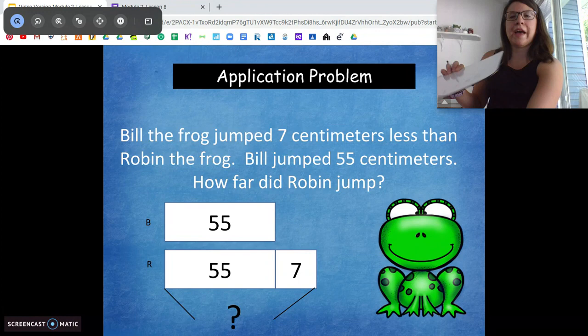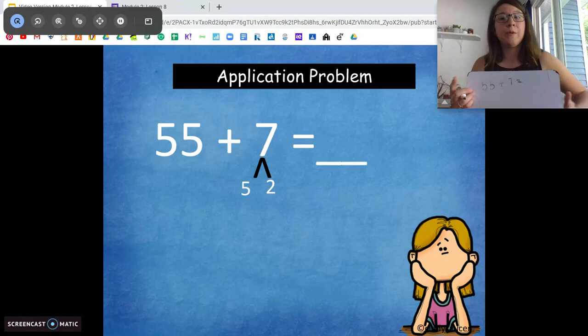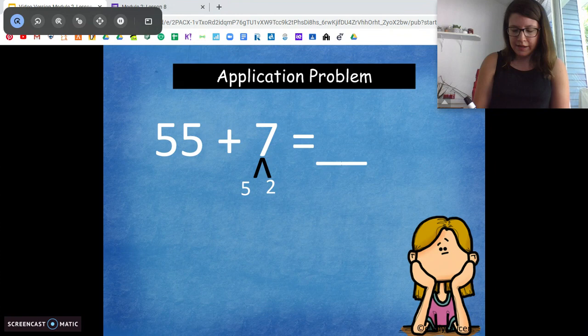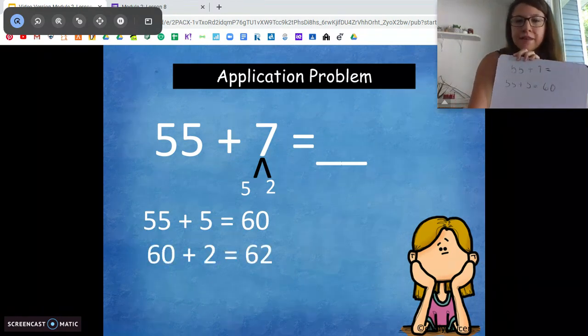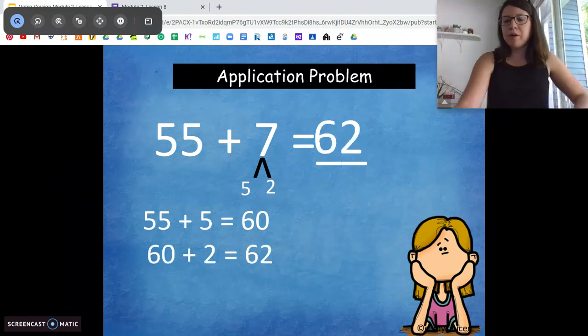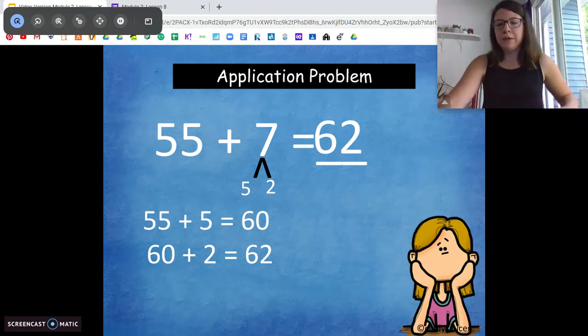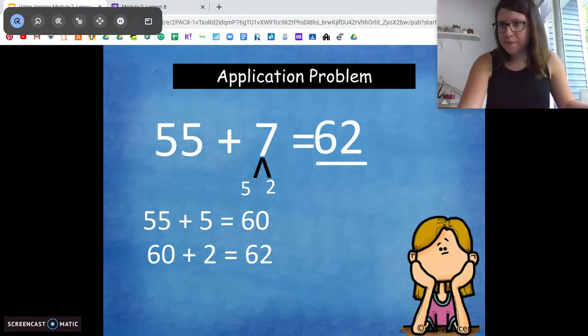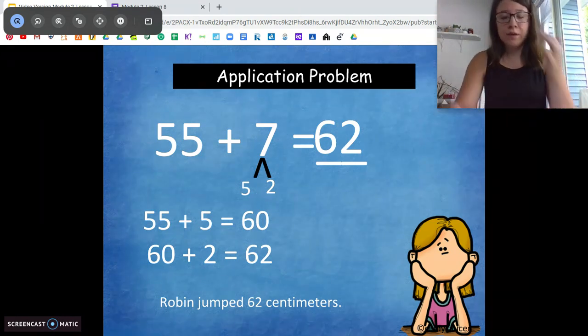Ready? Okay. So to decompose the 7, we want to get the 55 to the next 10. We want to get the 55 to 60. So we're going to add, my marker's dying out on us, 55 plus 5 equals 60. And then we still have those 2 extra ones to add. And that gives us 62. Now remember, with word problems, are we done? We've got to tell what that 62 means. What does that 62 mean? Robin jumped 62 centimeters. Just add that detail in the end since it's a word problem.